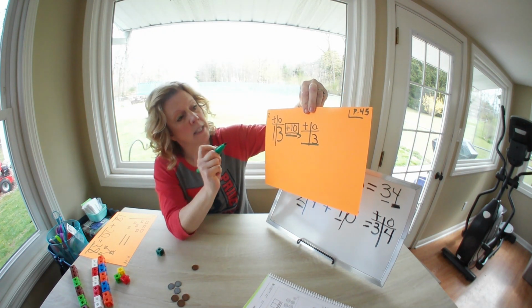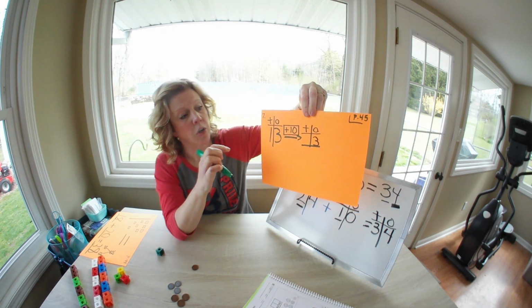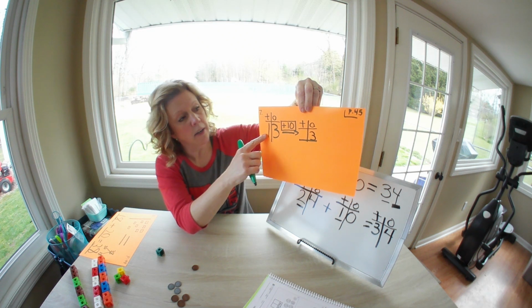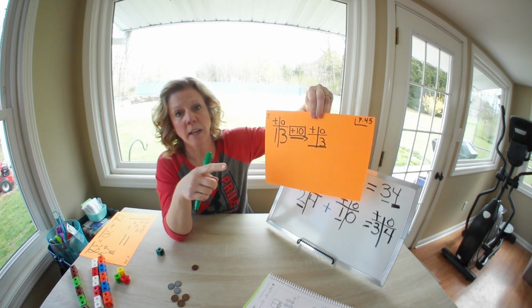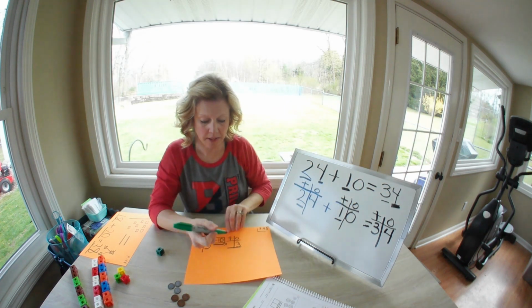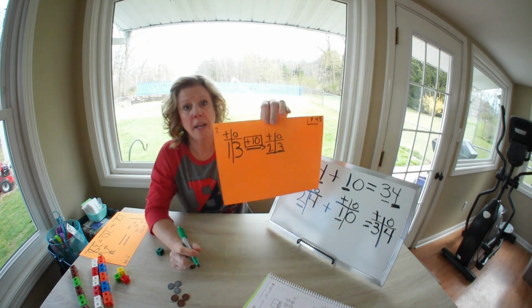Now, how did our 10s change? Well, I know I have 1 10 here plus another 10 here. So 1 10 plus 1 10 equals 2 10s. And that's your answer.